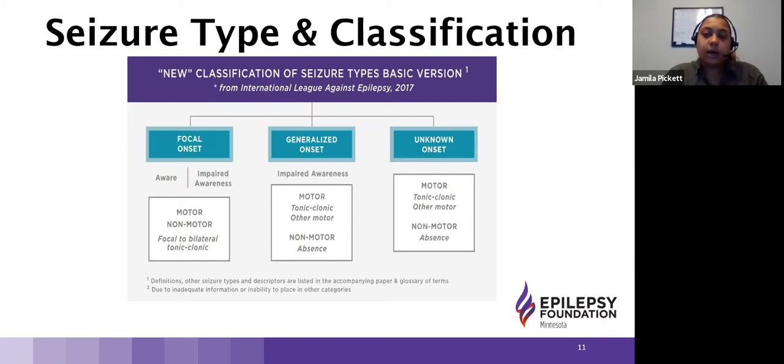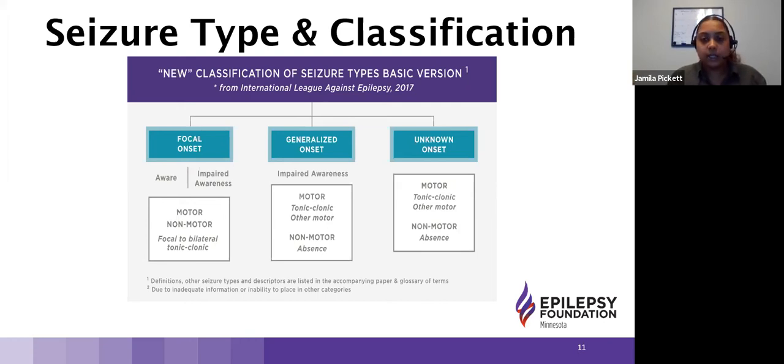When we're thinking about onset, that piece is really referring to the part of the brain that the misfiring is starting from. So if somebody is having a focal onset seizure, that means that a focused area of the brain is being affected by that misfiring activity, just one part or one portion. Depending on what part of the brain is being affected, this person may be completely aware during their seizure, or they may have impaired awareness.